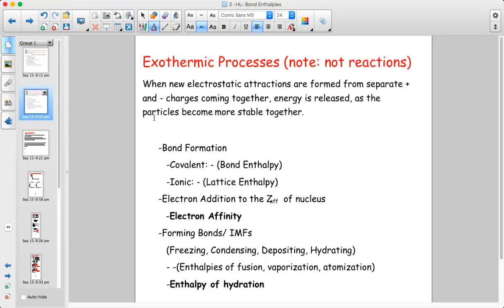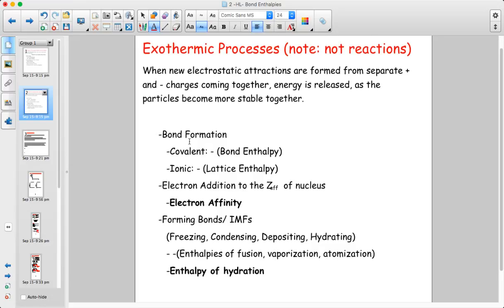You can pretty much do the converse for exothermic processes, the idea being that if electrostatic attractions are formed between positive and negative particles, when they come smashing together, they end up releasing energy as they become more stable, attracted together. So anytime attractions come together, it releases energy. So that's an exothermic process. So bond formation, whether it's covalent bonds or ionic bonds, is exothermic.